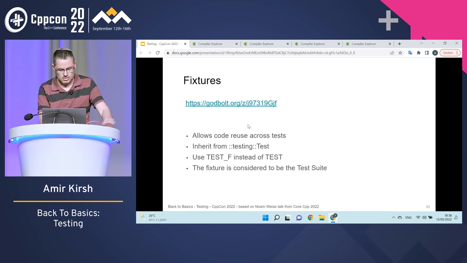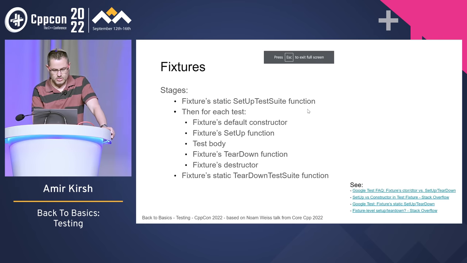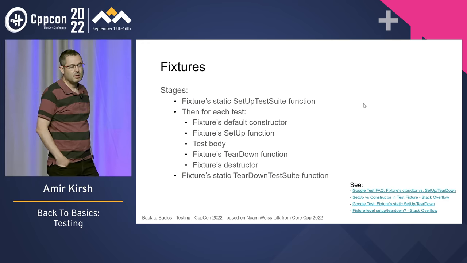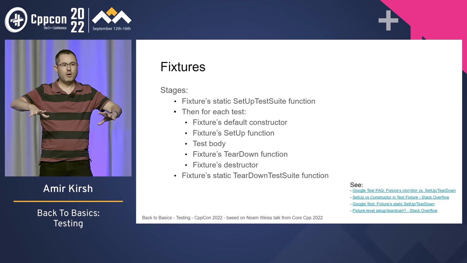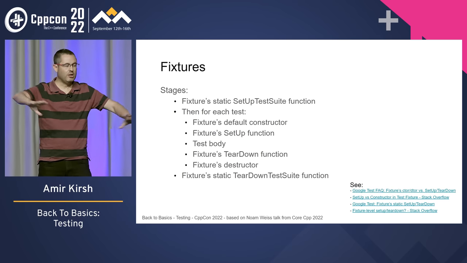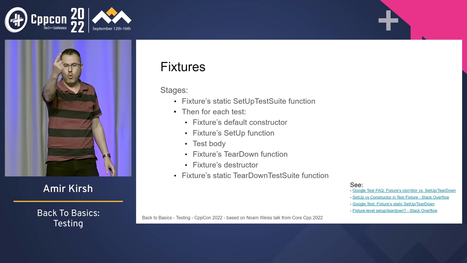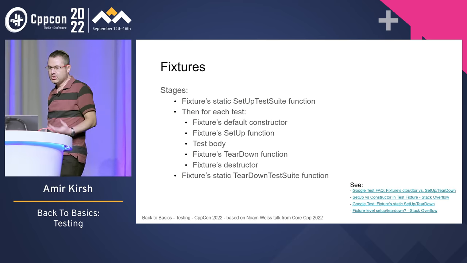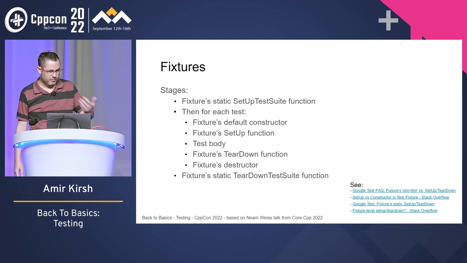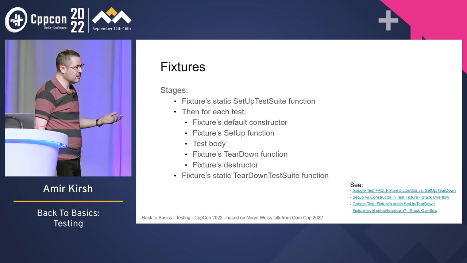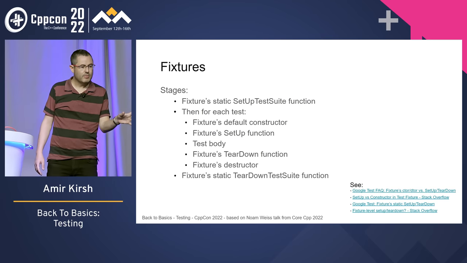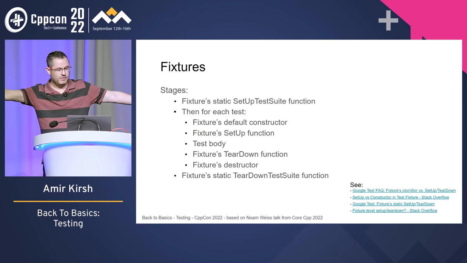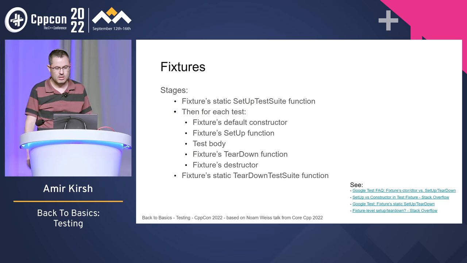Let's talk a bit about the fixtures. So the stages are, there is a static setup test suite function, which takes care of operations that you want to do before all tests. This is being done once for all tests. And then for each test, you would have the fixture default constructor, and before the test, the setup function, if you created the setup function, and then the test body, the teardown function of the fixture, the destructor, and after all tests of this fixture, the static teardown test suite function.